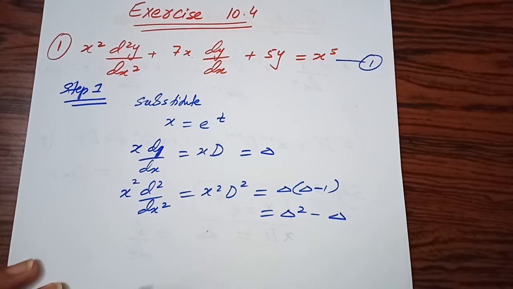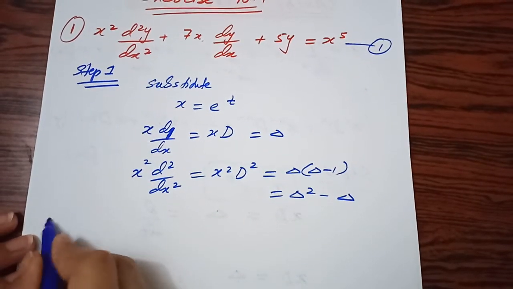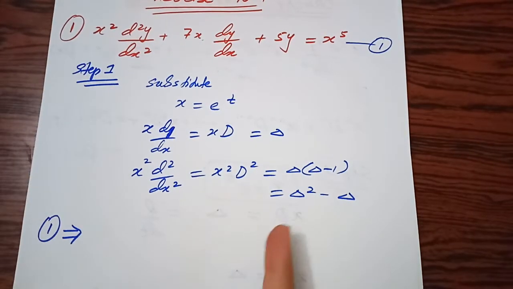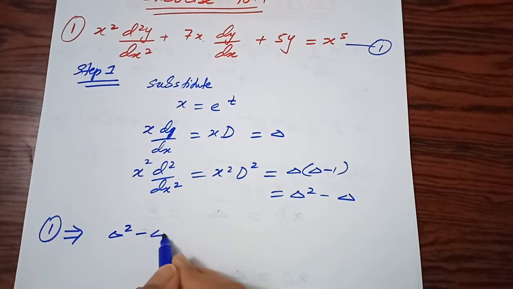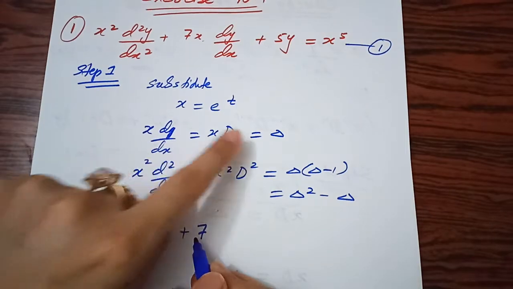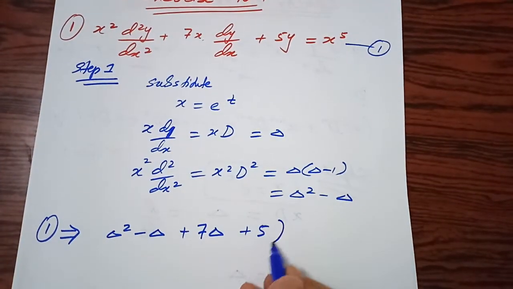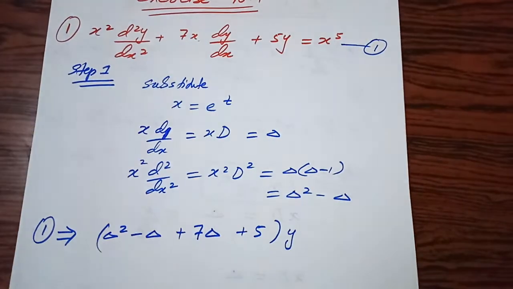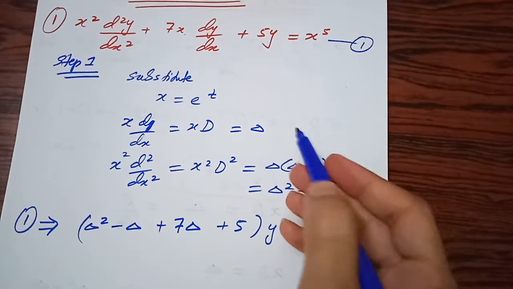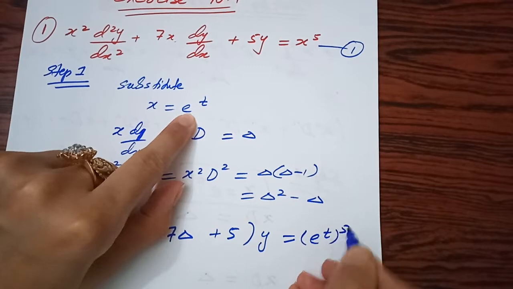Let's substitute all these values. So what I'm going to get here: equation 1 implies that x^2 D^2 is this, delta squared minus delta, plus 7 times xD, and xD is delta, plus 5 times y, where I have taken y common from everything, equals x^5, which is e raised to the power 5t.